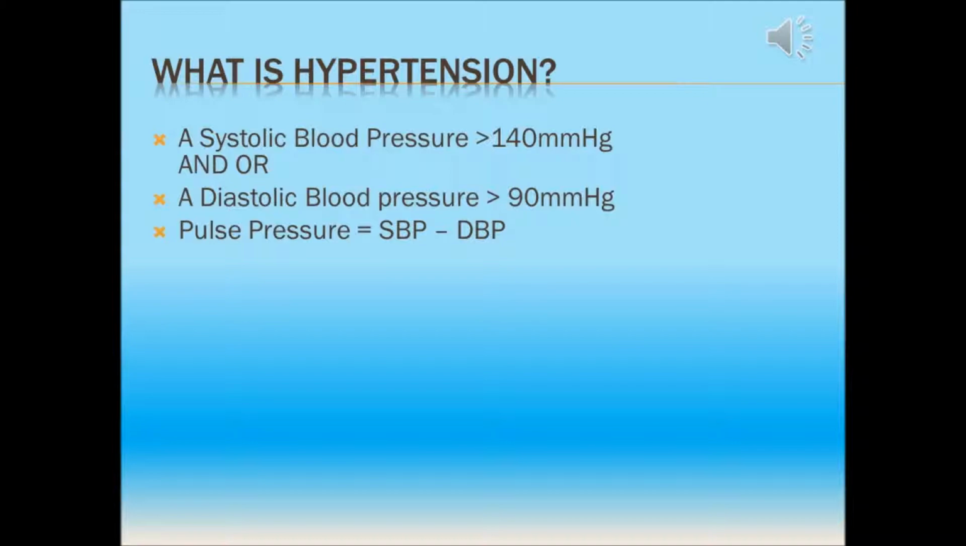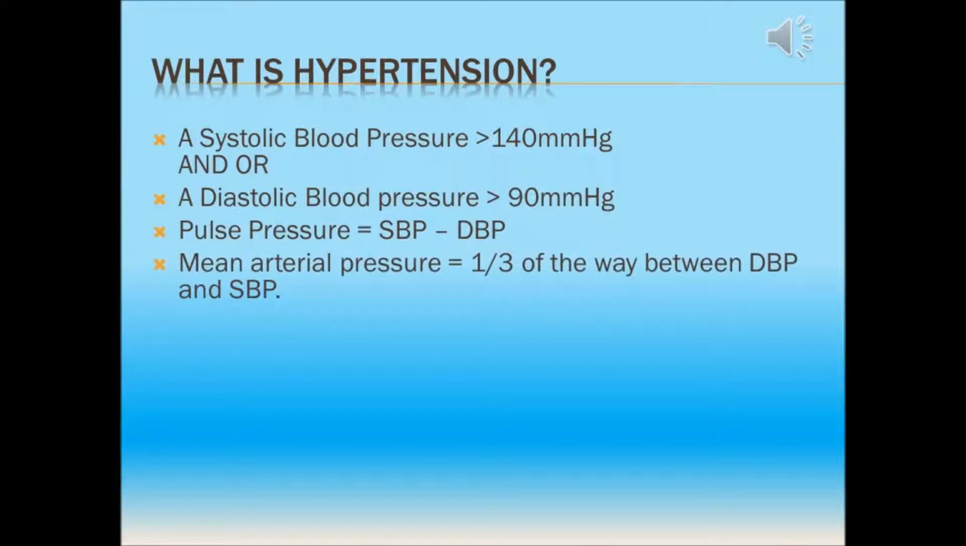Another useful measurement is the mean arterial pressure, which represents the average pressure exerted on blood vessels. 1/3 of your life is spent in systole, the other 2/3 of your life is spent in diastole. So on average, your blood pressure is 1/3 of the way between diastolic blood pressure and systolic blood pressure. It's just a useful measurement to make.